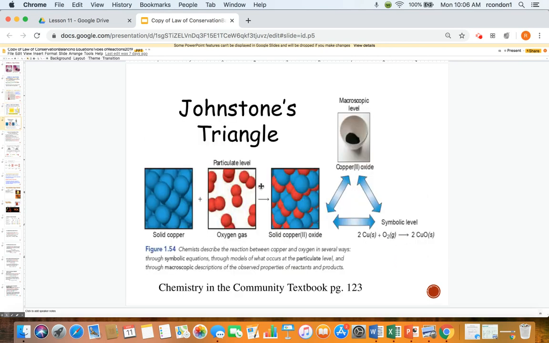Johnstone's triangle. This is basically saying that chemists have a way to show reactions on 3 levels. These are our 3 models. We have our macroscopic level, we can see it with our eyes. We have our particulate level, which we practice a lot in school, showing the actual atoms reacting with each other. And then we have our symbolic level, meaning that this is our chemical equation model. Our chemical equation is symbolic. 2 coppers plus 1 oxygen gas, see how it's O2, that diatomic molecule, forms copper oxide, and 2 of them.